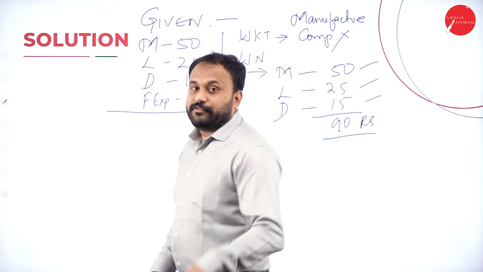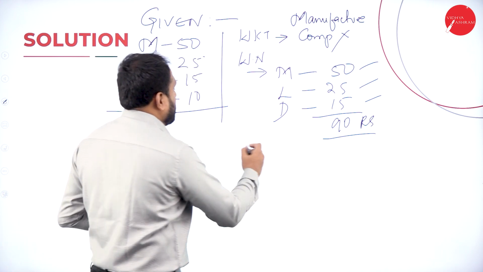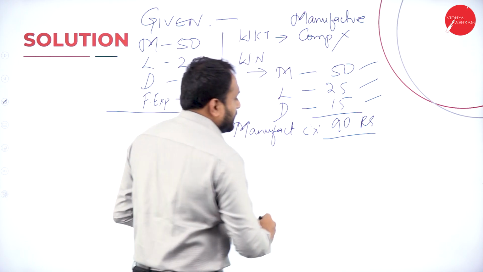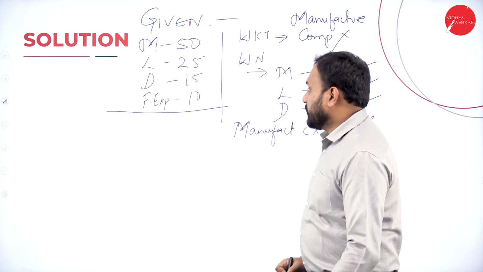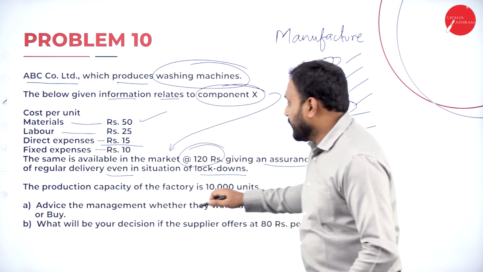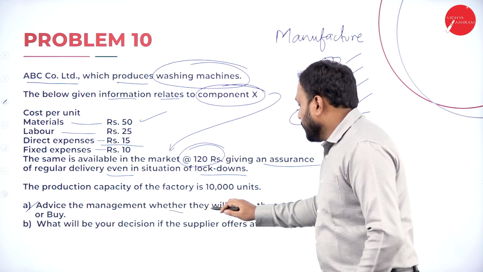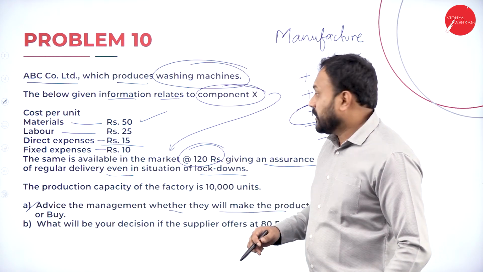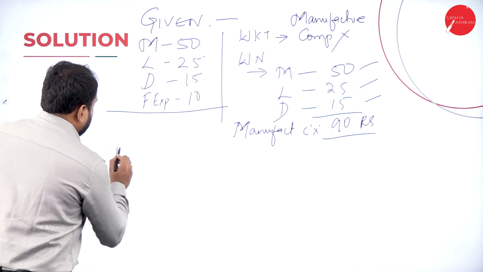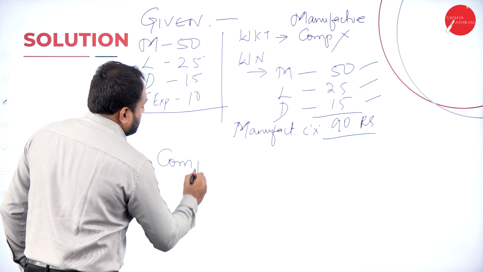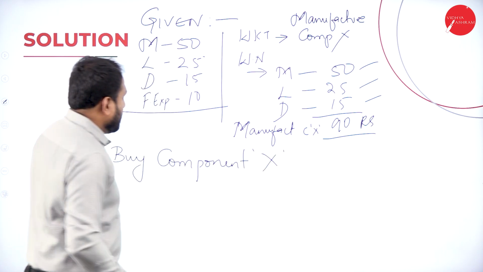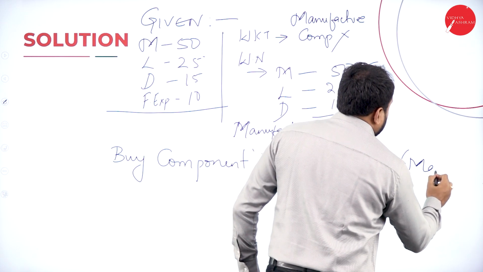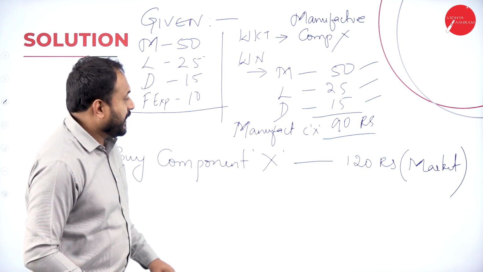That means if I manufacture component X, it will cost me how much? 90 rupees. So to manufacture component X is 90 rupees. But what is the question which they say? The question is the product capacity. Now understand here. Advise the management whether they will make the product or buy, because they have said the same is available in the market for 120 rupees. If I need to buy component X, how much is it available in the market? At 120 rupees in the market. So how much will I save here?